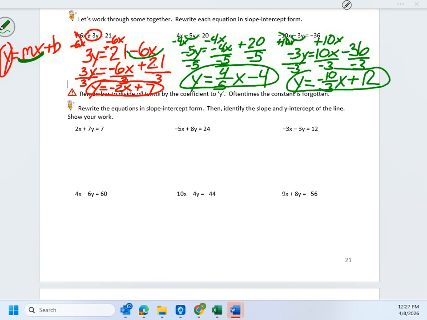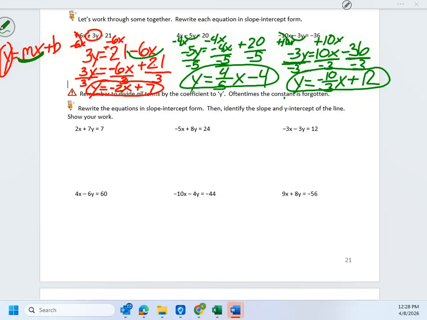Show me your thumbs. How are we feeling? It's okay to say, I'm not sure. It's okay to say, ooh, you lost me. Okay, so I have some of us that are like, I'm not quite there yet. And that's okay. Let's keep going. It says, remember to divide all terms by the coefficient to y, every single term. Sometimes people forget to divide the constant, that number by itself, but you want to make sure you're dividing every single one by that coefficient to the y. Oftentimes the constant is forgotten.